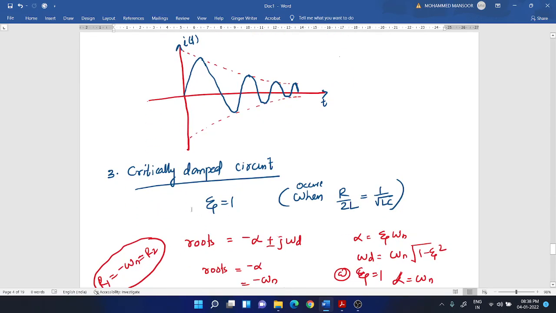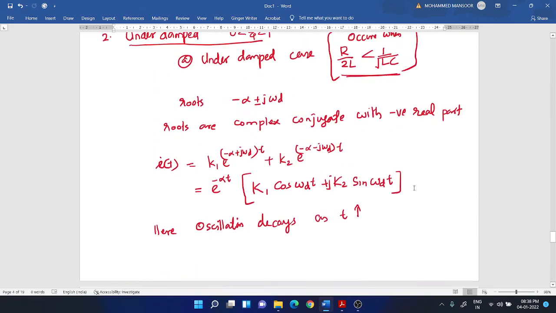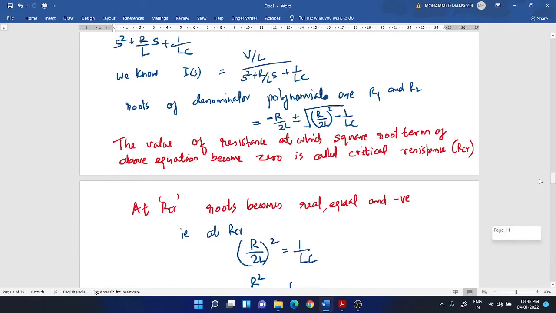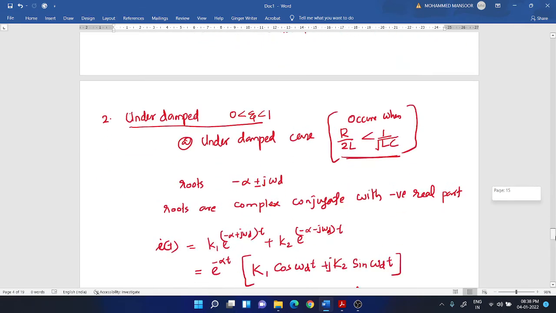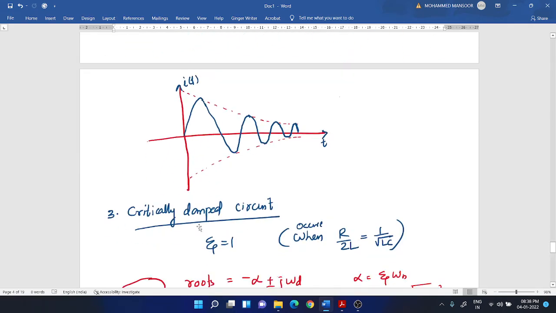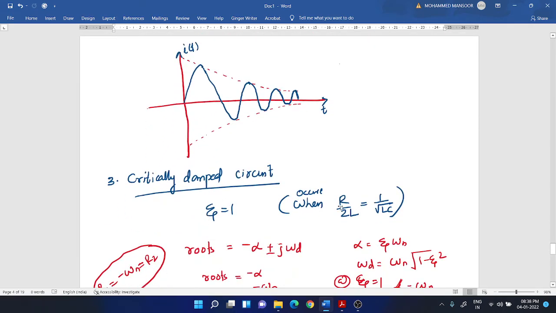So the next category is the critically damped circuit. A critically damped circuit occurs when theta is equal to 1. Under that condition, this part, that is (R by 2L) squared, becomes 1 by LC. So under that condition only we get a critically damped circuit. R by 2L is equal to 1 by root LC.